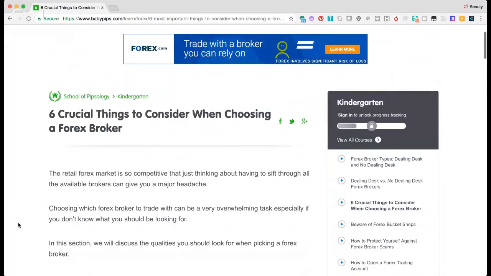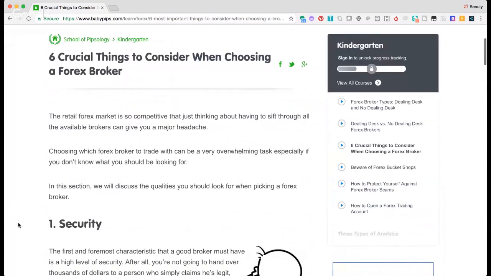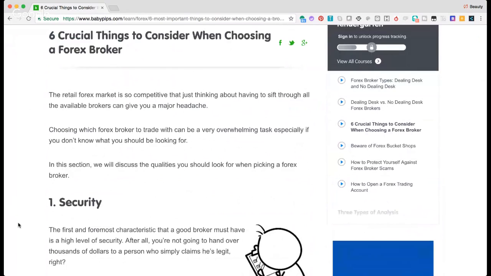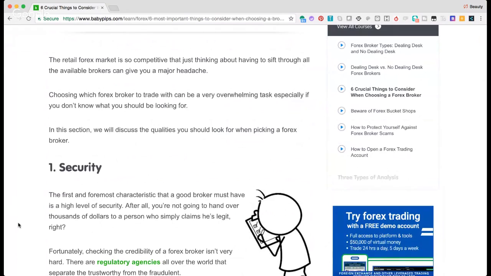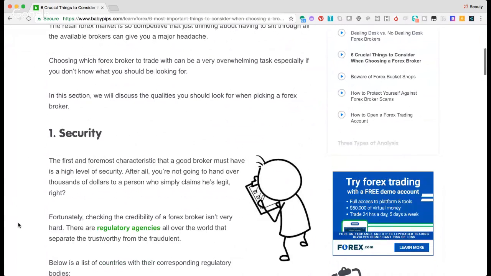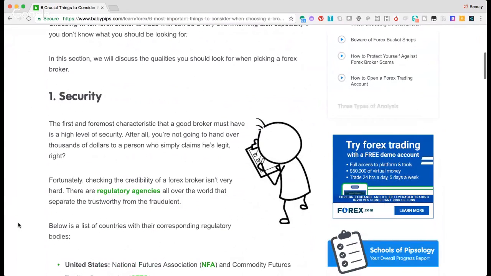The retail Forex market is so competitive that just thinking about having to sift through all the available brokers can give you a major headache. Choosing which Forex broker to trade with can be a very overwhelming task, especially if you don't know what you should be looking for. In this section, we will discuss the qualities you should look for when picking a Forex broker.